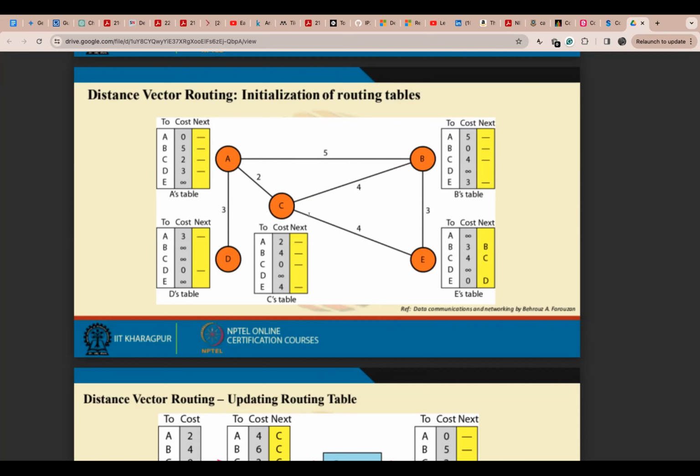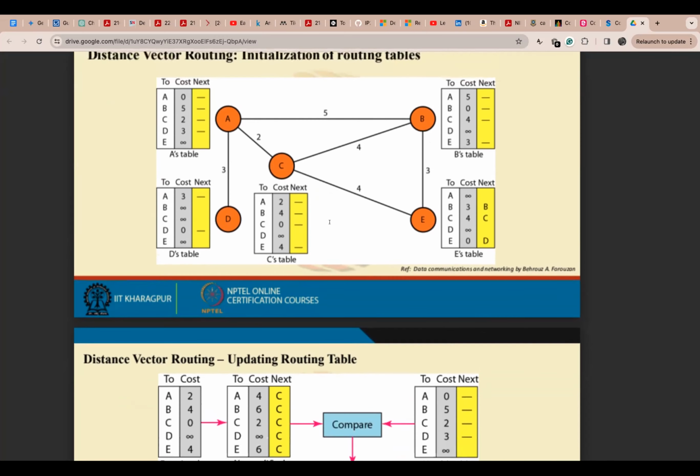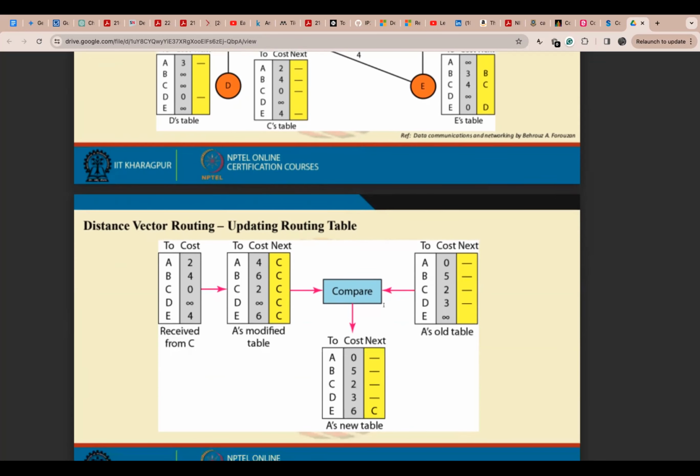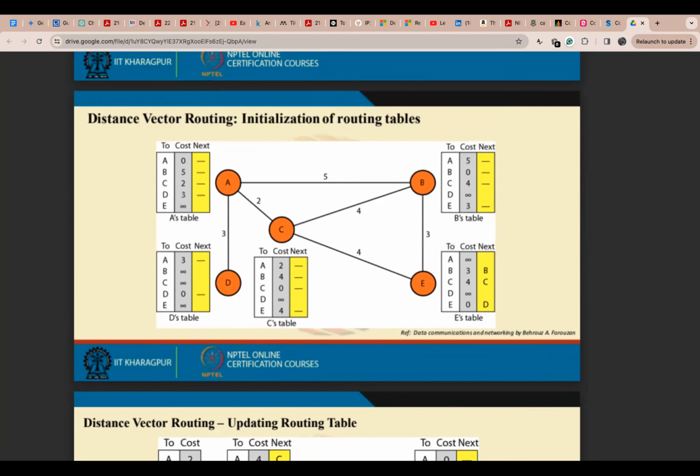Similarly, if you go to C's table, C knows how to reach A, how to reach B, how to reach E, and itself. It doesn't know how to reach D because there is no direct connection, so you just put infinite. For D, everything is infinite; it knows how to reach itself and A, and every other thing is infinite.